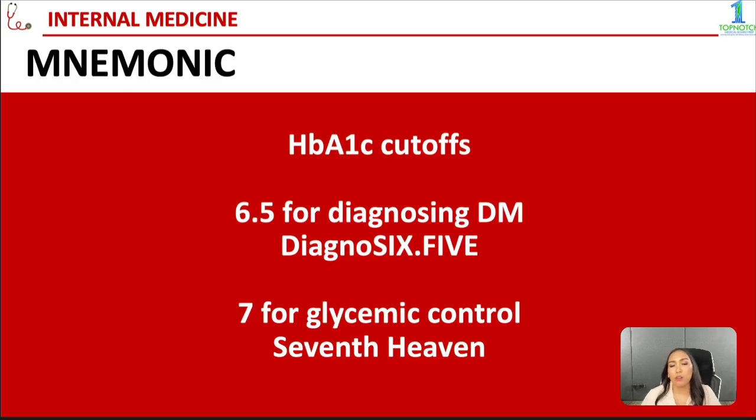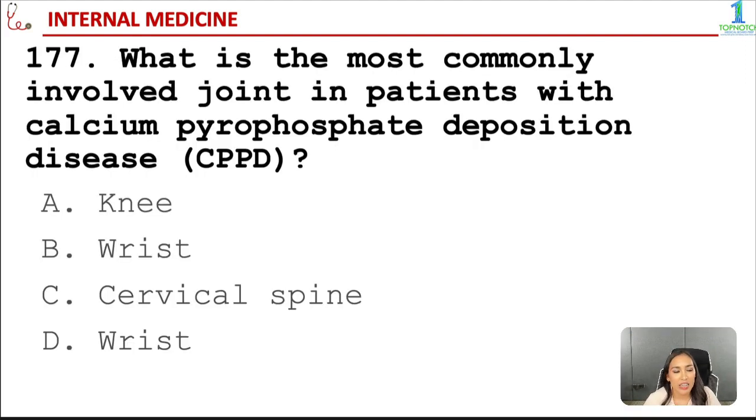Let's look at the HbA1c cutoff. 6.5 for diagnosing DM. Diagnostics 6.5. 7 for glycemic control. Isipin nyo lang 7th heaven. Kung less than 7, you're in heaven. Meaning, okay yung control mo.